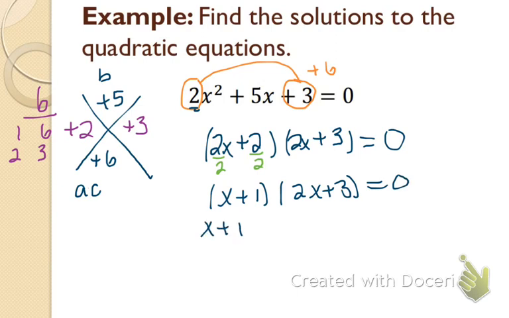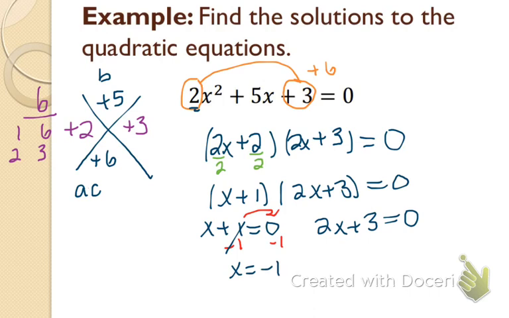We set each individual binomial equal to 0, and we solve for x. So we move the 1 over, and we get that x is negative 1. We move the 3 over, and we get 2x is negative 3. Then we divide by 2.